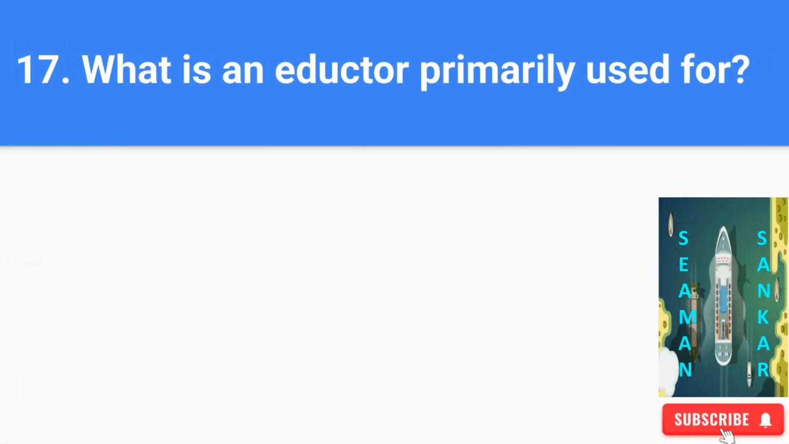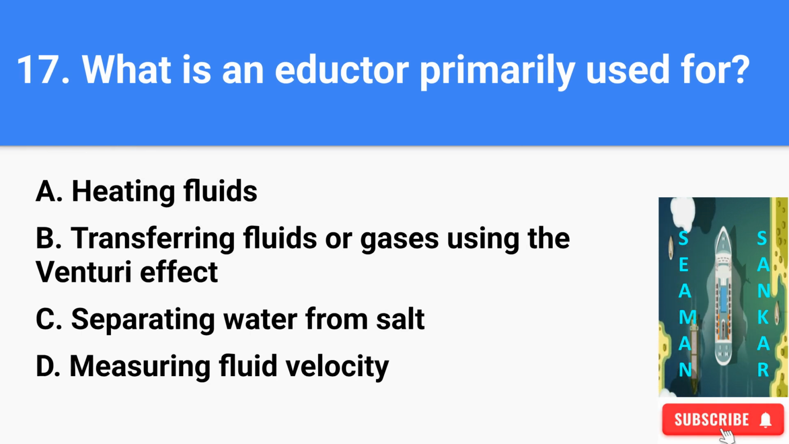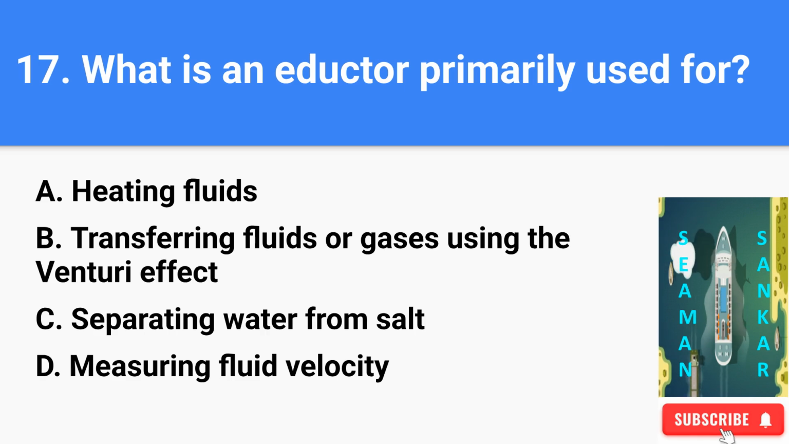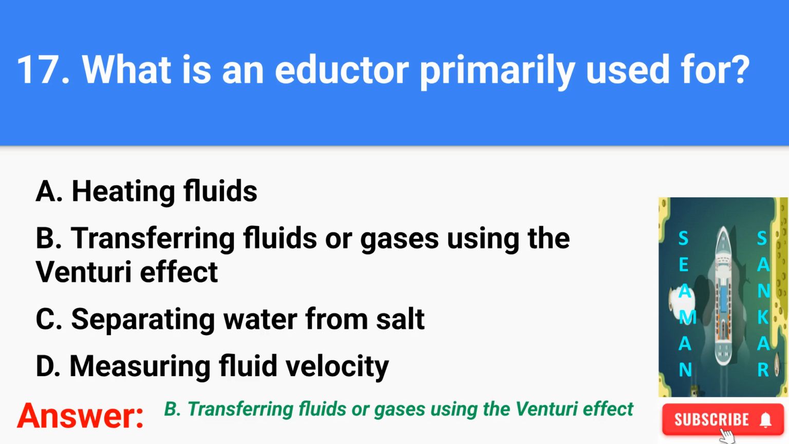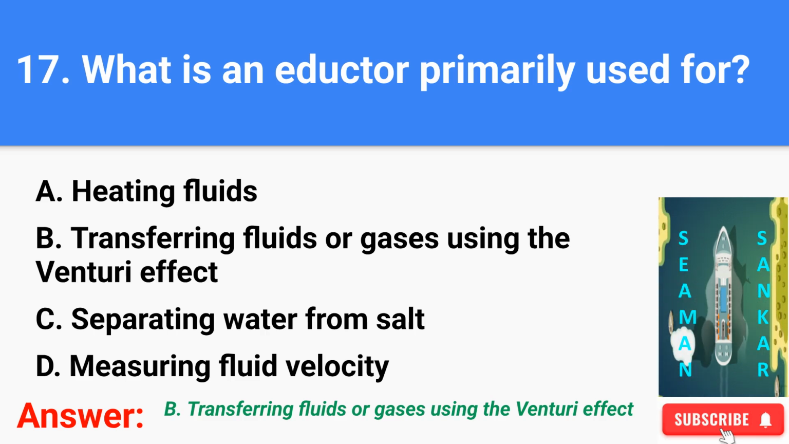Question 17. What is an eductor primarily used for? A. Heating fluids, B. Transferring fluids or gases using the Venturi effect, C. Separating water from salt, or D. Measuring fluid velocity? The correct answer is B. Transferring fluids or gases using the Venturi effect. Eductors rely on fluid dynamics for pumping.